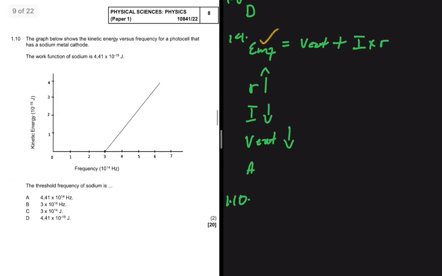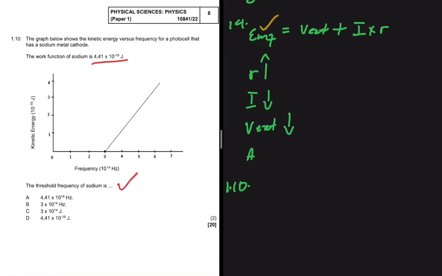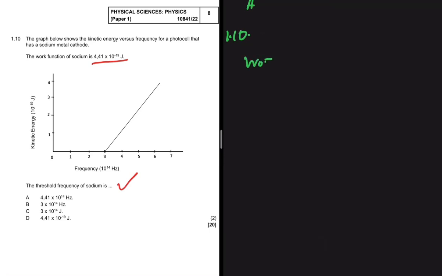And 1.10, this question actually doesn't make sense. The diagram below shows the kinetic energy versus frequency of a photocell that has a sodium metal cathode. The work function of sodium is 4.41 times 10 to the minus 19 joules. The question is saying the threshold frequency of sodium is... So we are given the work function, which is equal to Planck's constant multiplied by threshold frequency. So the threshold frequency should just be work function divided by Planck's constant, right?